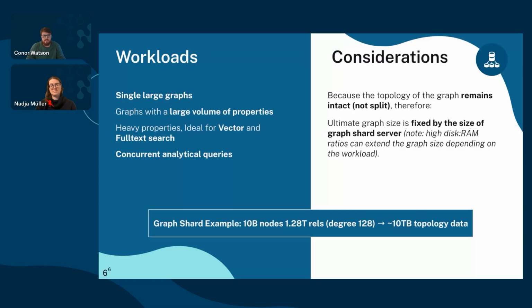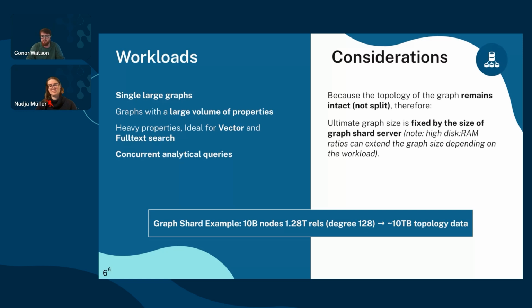There's a couple of workloads that this works really well for. So as mentioned before, if you have a single large graph, particularly graphs with large volumes of properties or very heavy properties, so it's ideal for vectors and full text search, or you have some analytical queries that you currently can't run because the data you want to run them on is too big, then this can allow you to do so.